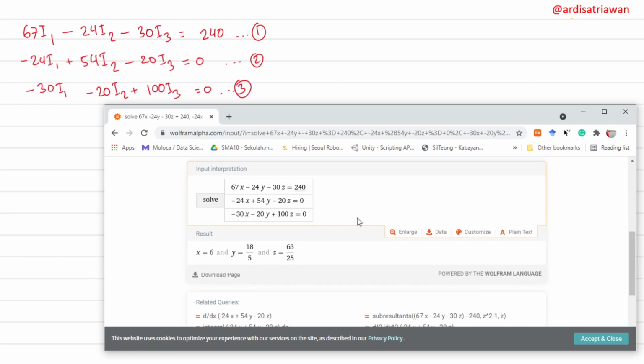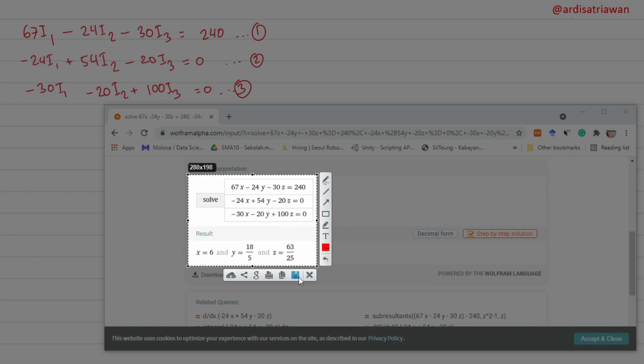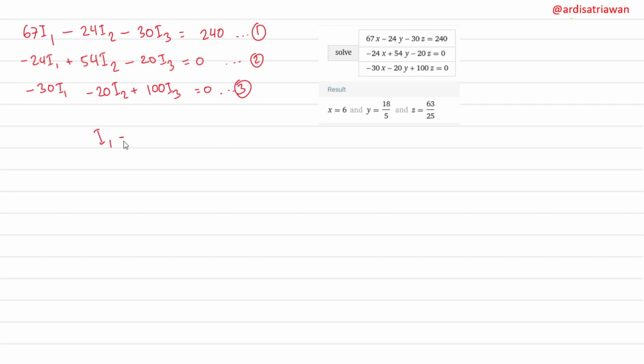Okay, we got this x, y, and z. So I1 is 6, y is 18 over 5, and I3 is 63 over 25. So let's copy paste that to our slide, so I don't go back and forth. From here we can conclude that I1 is 6 ampere, I2 is 18 over 5 ampere, and I3 is 63 over 25.